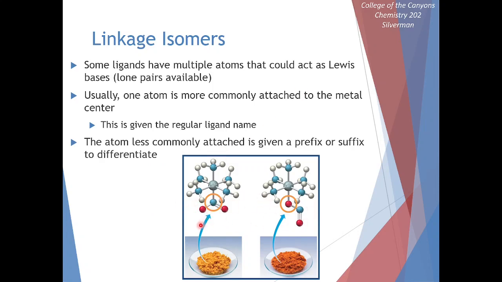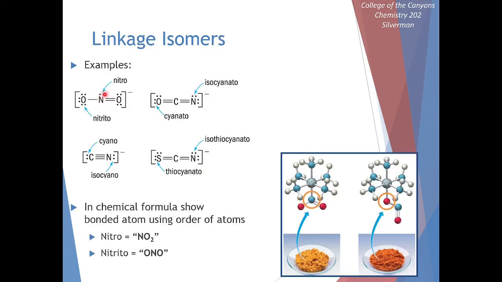Here's an example. If we have nitrite as a ligand, this is a nitrogen atom with two oxygen atoms, overall charge of -1. There is a lone pair on that nitrogen. There's also a lone pair on that oxygen. Either one could act as the atom that bonds to our metal, could act as that Lewis base, and will have different properties depending on which is actually bonded. When the nitrogen is bound to our metal, we call this a nitro ligand. When the oxygen is bound to our metal, we can name this nitrito instead.